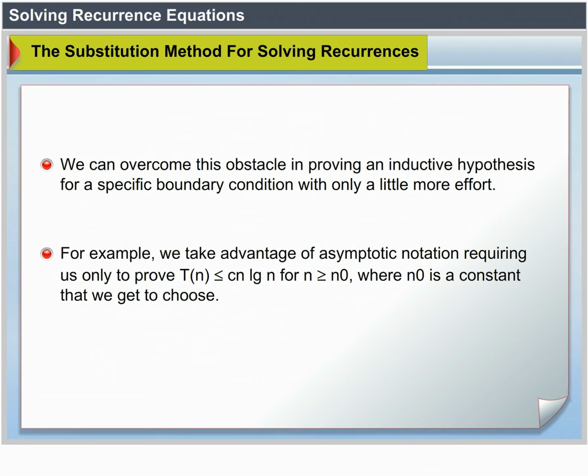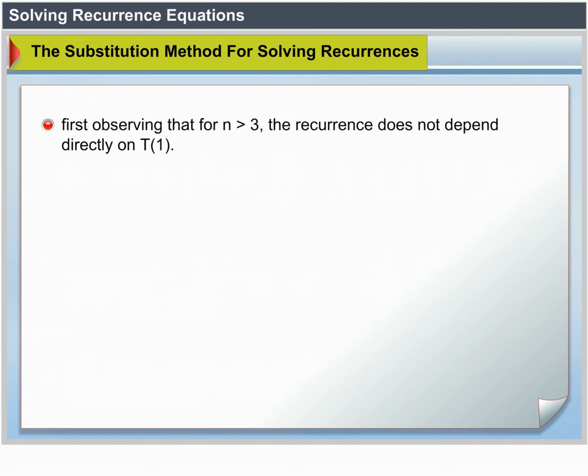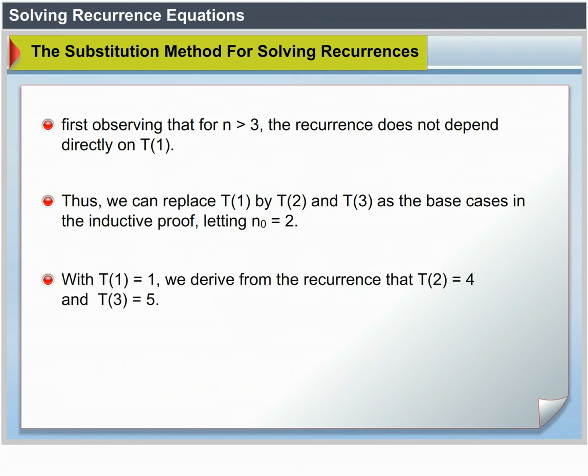Keep the troublesome boundary condition T of 1 equals 1, but remove it from consideration in the inductive proof. First, observe that for n greater than 3, the recurrence does not depend directly on T of 1. Thus, we can replace T of 1 by T of 2 and T of 3 as the base cases in the inductive proof, letting n naught equal 2. With T of 1 equals 1, we derive from the recurrence that T of 2 equals 4 and T of 3 equals 5.